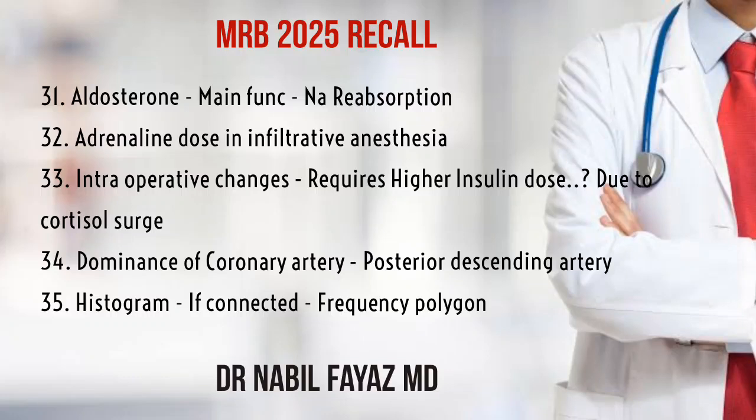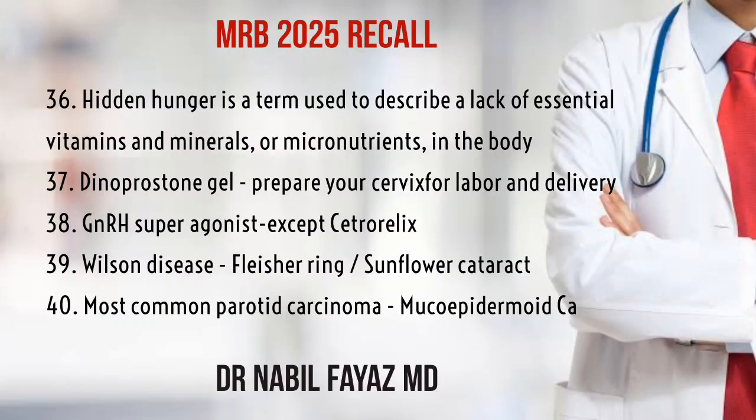Dominance of coronary artery is decided by posterior descending artery. Histogram, if connected, will give a frequency polygon. Hidden hunger is a term used to describe a lack of essential vitamins and minerals or micronutrients in the body. Dinoprostone gel is used to prepare the cervix for labor and delivery. GnRH superagonist except cetrorelix. The other options are all GnRH superagonists like goserelin, buserelin.